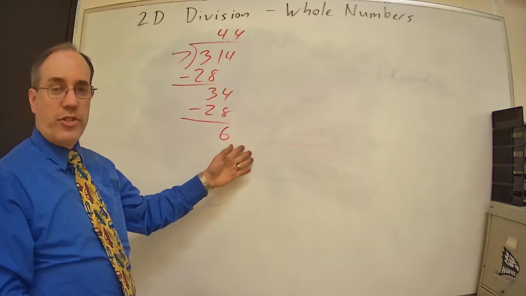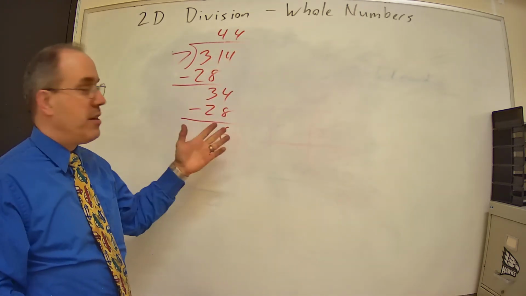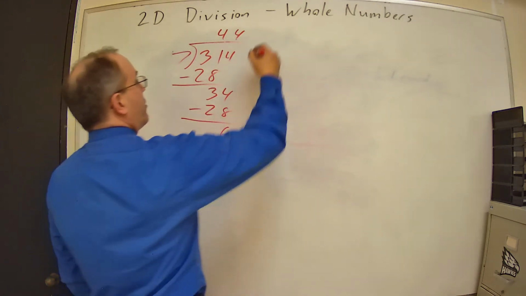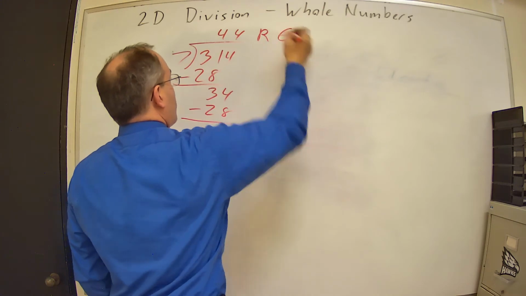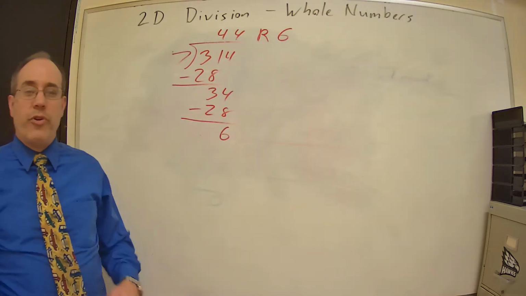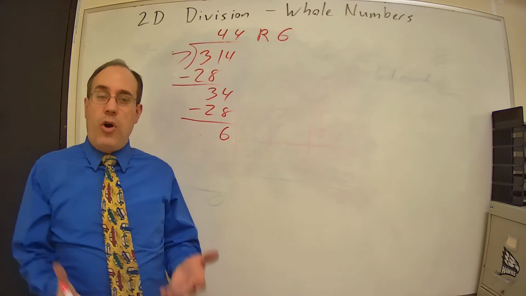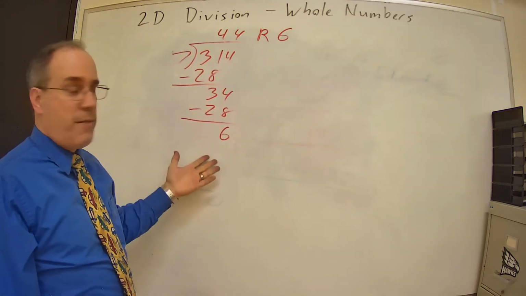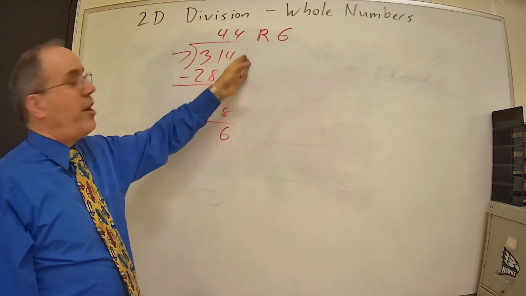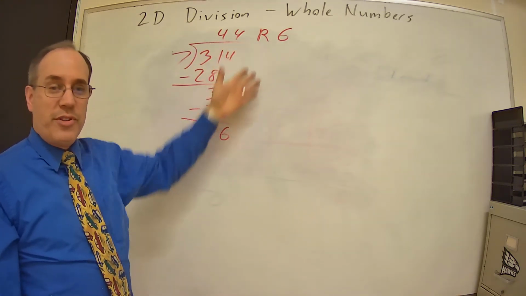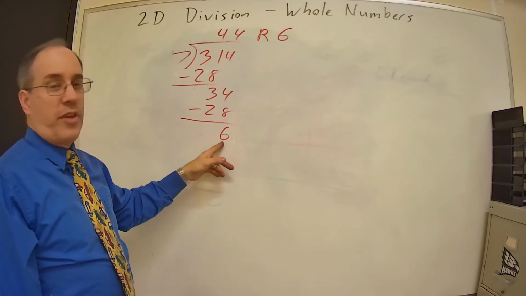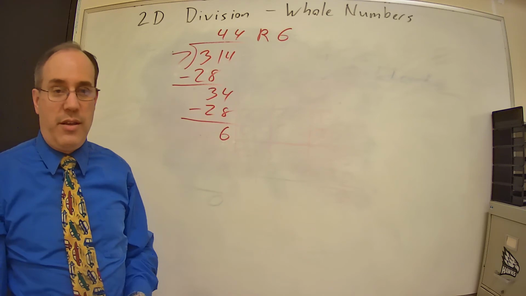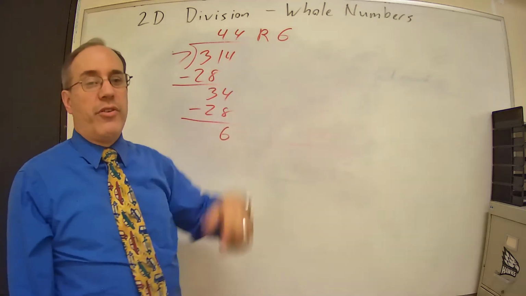We have nothing else to bring down. Since we have nothing else to bring down, that is what's left over, our remainder. So we have a remainder of 6. So 44 remainder of 6. And that's all the process is. It's the same as our standard long division, but when we get to the end and we run out of numbers here to bring down, we still have something left over. And note that it's smaller than this, so I can't divide that 7 into it. So I have a remainder of 6.